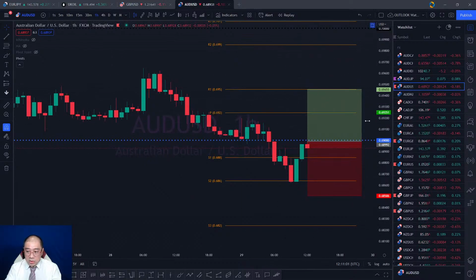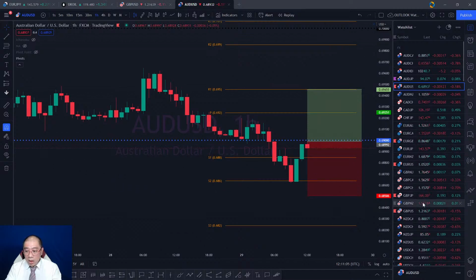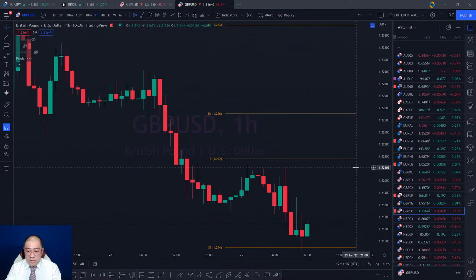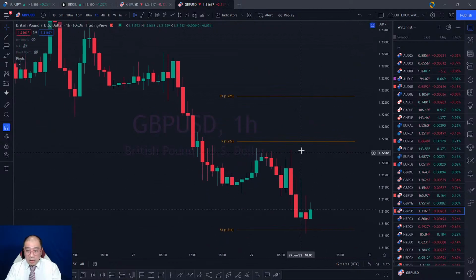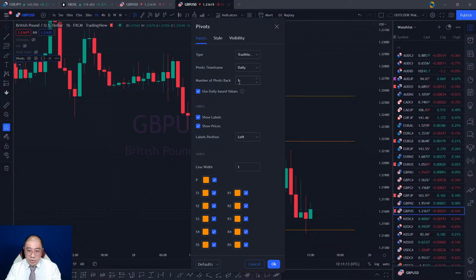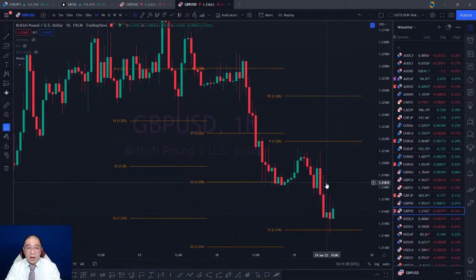Okay, so we've got Aussie USD right now, risk reward ratio is 1-to-1. And then pound USD, this one is actually at support 1. However, let me just show you what happened in the past 3 days. With pound USD, for 2 days straight, it actually hit support 2.